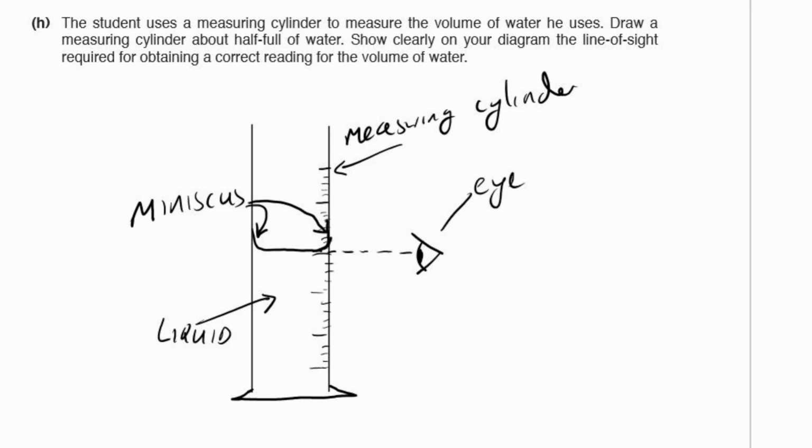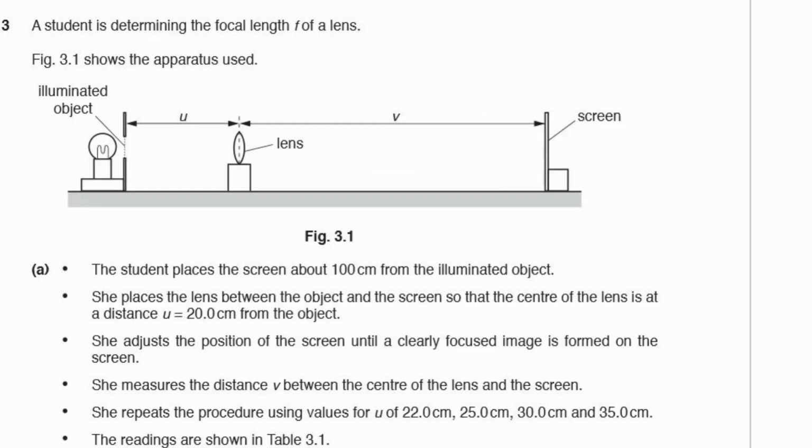Let's move on to the next question. Question 3. A student is determining the focal length f of a lens. Figure 3.1 shows the apparatus used. So we've got a lens, an illuminated object, and a screen on the other side.